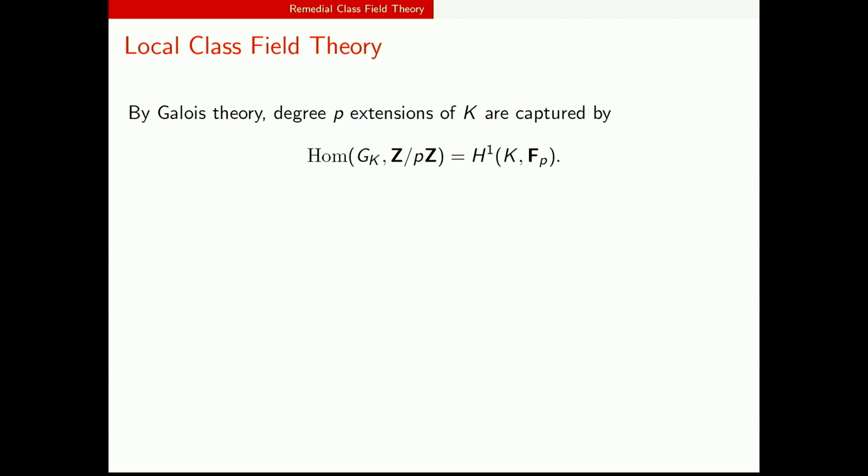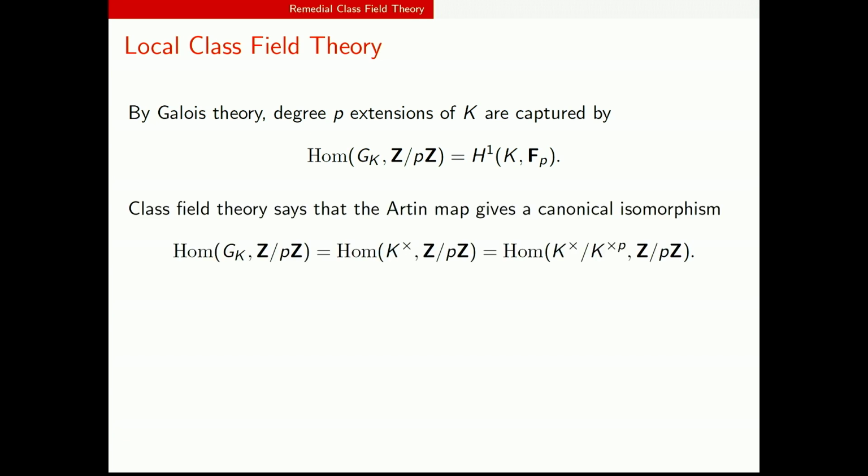And so what does local class field theory say? It says there's an Artin map from K star to the abelianization whose image is dense. In particular, for maps to finite abelian quotients, you can replace the Galois group simply by K star. So the Artin map identifies this group on the left with Homs from K star mod K star to the p to Z mod pZ. And now this does look a lot more like Kummer theory, which is exactly where K star mod K star to the p comes in.